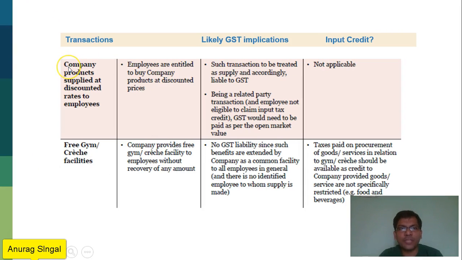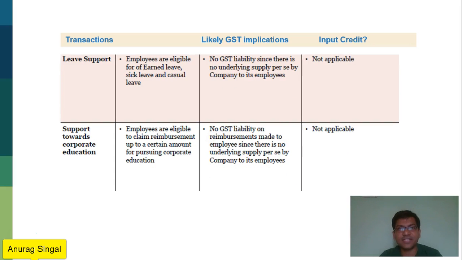What about the discounted rates at which the company sells? So I spoke about the Raymond's example. So Raymond's or any company will organize a sale at the beginning of every year and say that a 5,000 rupees shirt employees can take at, let's say, 2,000 rupees. So the 3,000 rupees will be a related party transaction and hence it will be liable to GST. You have to adopt the open market value as the parameter. Free gym, no GST because it's a common facility available to all. That was a rule of thumb. Again, the company can also take a GST credit on procurement of such goods because it's not specifically restricted.